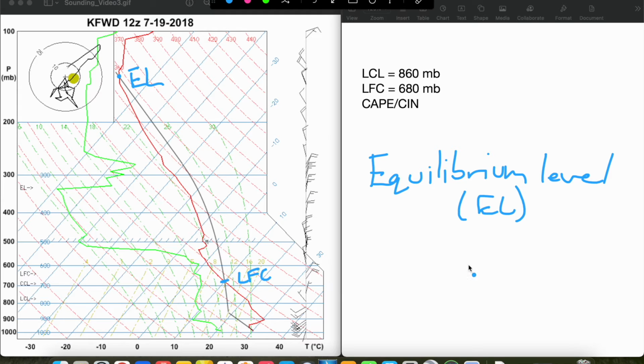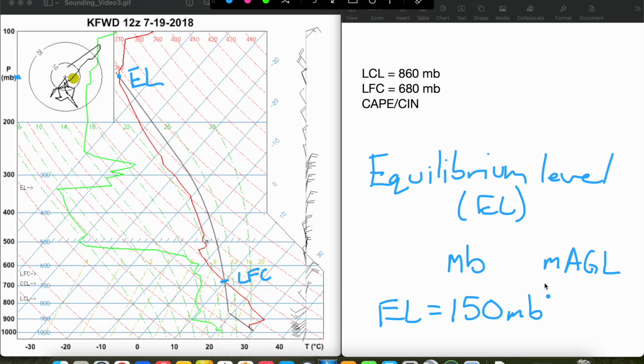And just like the LCL, just like the LFC, it is a pressure level, so given in millibars, but it can also be given in meters above ground level. And so our equilibrium level here is going to be somewhere pretty much halfway between 100 and 200 millibars. So I think a good estimation for this based on the sounding is going to be about 150 millibars for our equilibrium level.